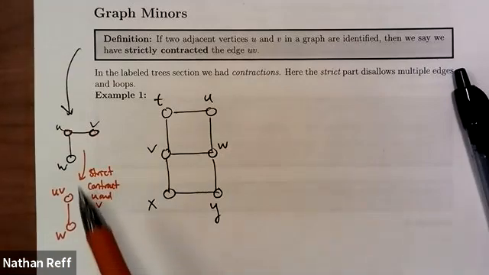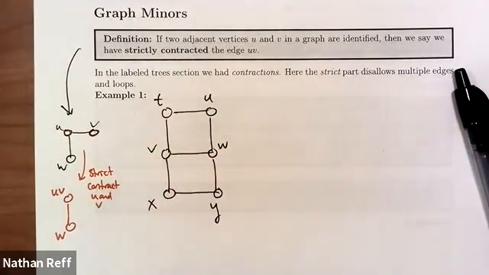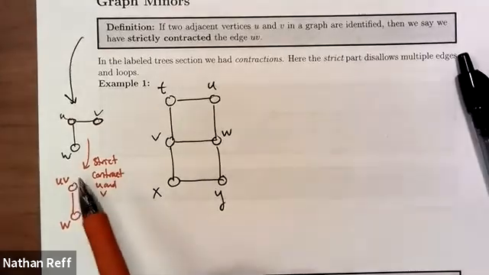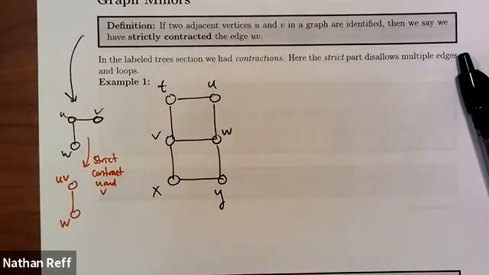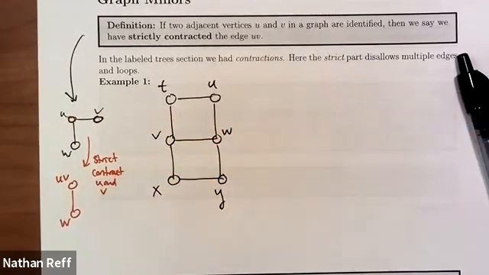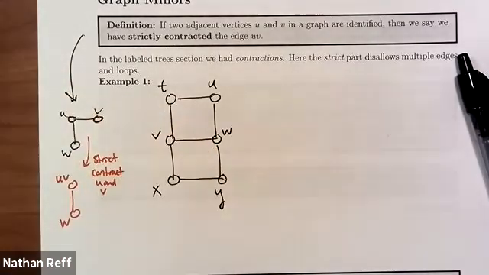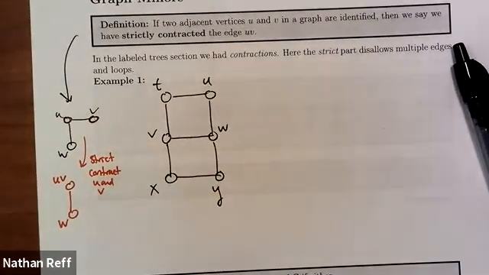Now before, when I originally showed you contraction, I said you would identify them and you would not actually be getting rid of any edges. So you would end up with a loop there, right? With the strict contraction, you want to end up with a simple graph in the end. So you're not going to have any loops or multiple edges anymore. You just think of it as contracting along that edge and you produce this graph here. This is an example when they are adjacent, but you can also strictly contract U and V in this situation as well.